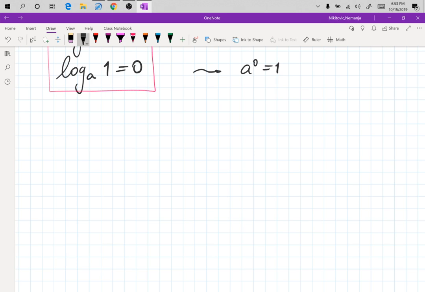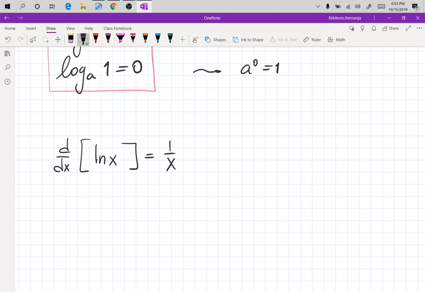So now it's time to take a look at the derivatives of logarithmic functions. We are starting with the one that you already know. The derivative of ln of x is 1 over x. So this is what you all waited for, right? The derivative of ln x is 1 over x.